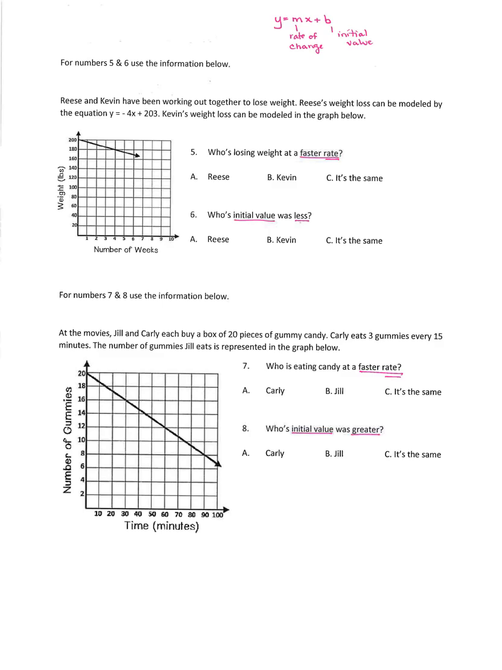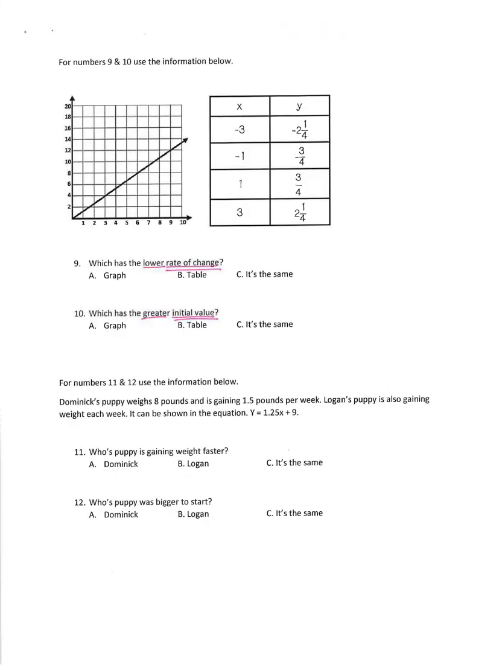Number 7. Who is eating candy at a faster rate? A. Carly, B. Jill, or C. It's the same. Number 8. Whose initial value was greater? A. Carly, B. Jill, C. It's the same.